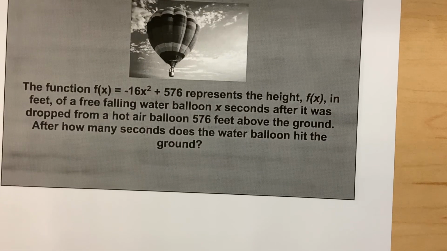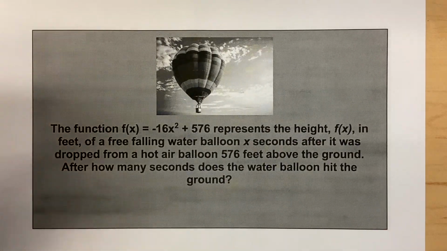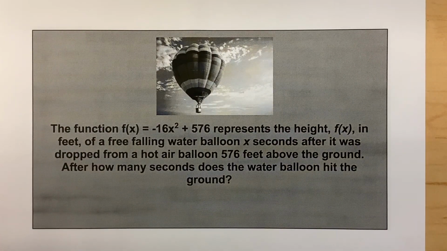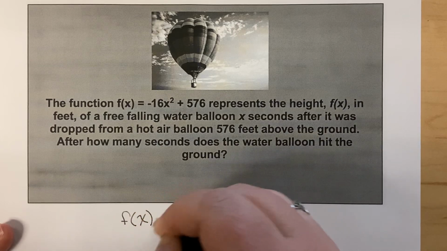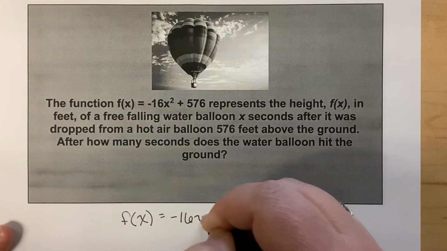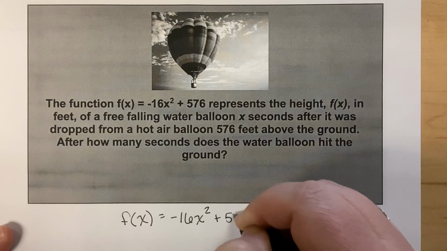All right, so the function f of x equals negative 16x squared plus 576 represents the height in feet of a free-falling water balloon x seconds after it was dropped from a hot air balloon for some reason. After how many seconds does the water balloon hit the ground? Okay, so we're working with this function here. F of x equals negative 16x squared plus 576.